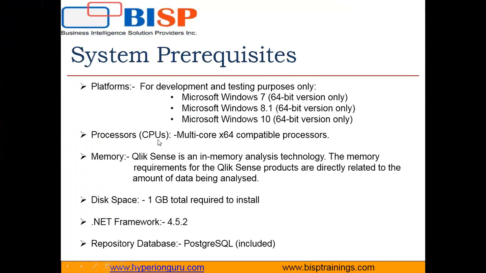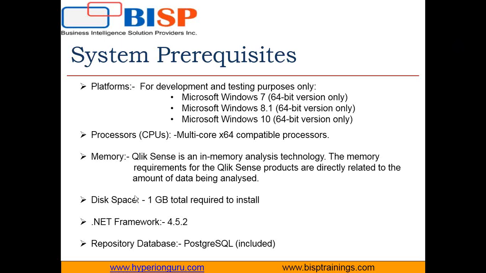Then the processor, let's talk about CPU. Because QlikSense only supports the 64-bit version, it will require a multi-core x64 compatible processor. Regarding memory, QlikSense is an in-memory analysis tool. The memory requirement for QlikSense products is directly related to the amount of data being analyzed. Again, it's an in-memory tool similar to QlikView, so it does the processing in memory. Your system memory will depend on the amount of data you will be visualizing or analyzing.